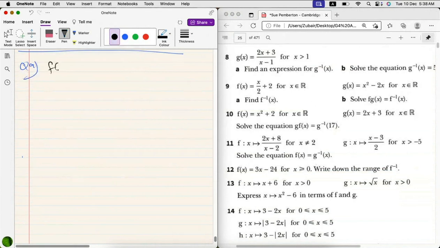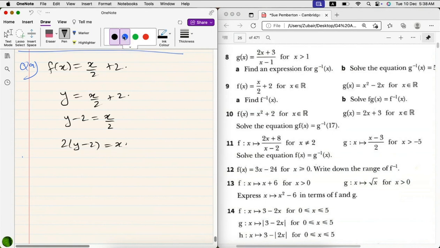Question number 9. f of x is equal to x by 2 plus 2. Find f inverse. y is equal to x by 2 plus 2. y minus 2 is equal to x by 2. Cross multiply. 2 into (y minus 2) is equal to x. f inverse x is equal to 2 into (x minus 2).